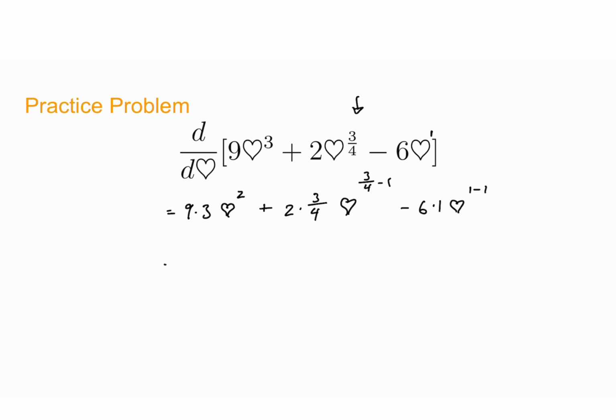And so we can go ahead and simplify. We get 27 heart to the second power plus 3/2 heart. This is 3/4 minus 1, so that's 3/4 minus 4/4, also known as negative 1/4. You can totally have negative powers, that's totally fine. And then lastly, we've got 6 heart raised to the 0th power, which is 1. So this is our final answer right here.